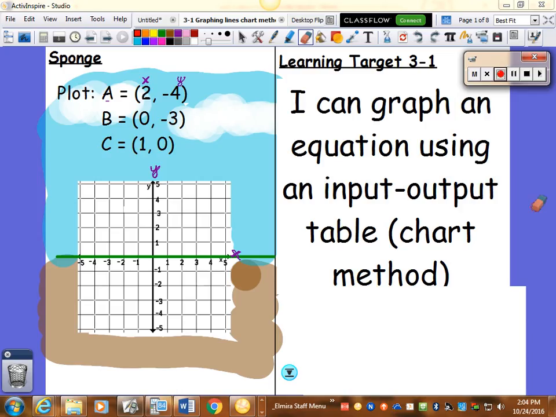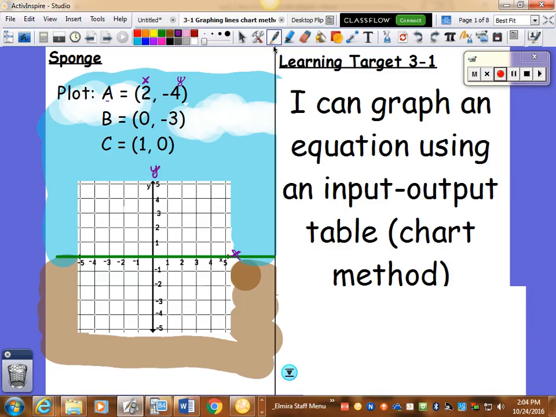So my learning target for you today is to graph an equation using an input-output table. Specifically, that's using a chart, okay? We're getting into graphing lines, linear equations. But one thing I noticed with a lot of my kids today is we have trouble with graphing points. So a really quick review on graphing points, all right?